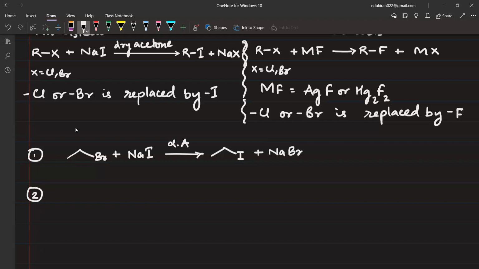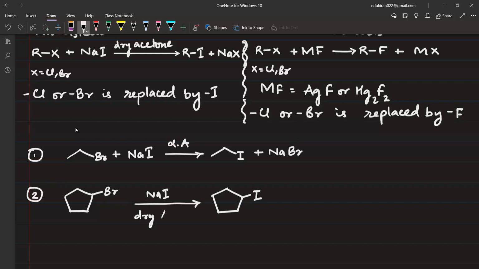Another way of asking this is they will ask you, how will you convert bromocyclopropane, or they will ask you, how will you convert cyclopropyl bromide to cyclopropyl iodide? They can give a blank on the reagent sign. Then you should know what we have to use: sodium iodide in the presence of dry acetone.